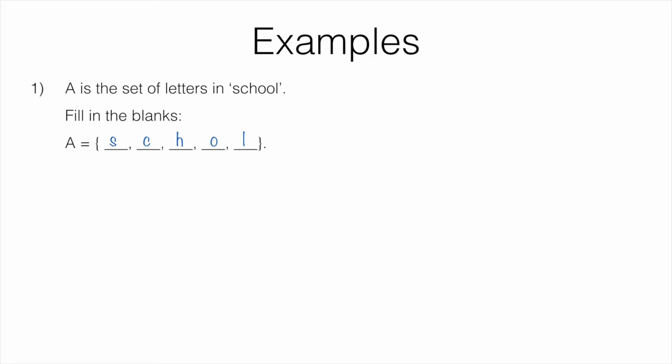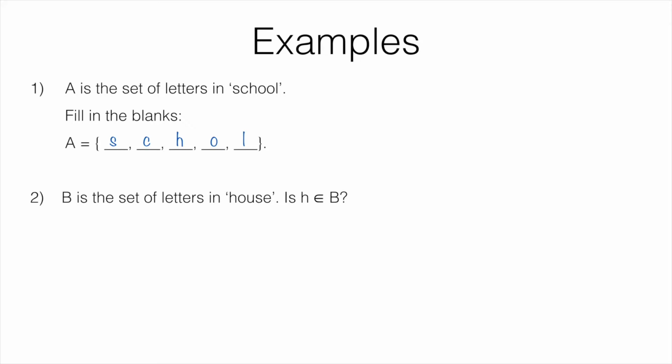You should also note, by the way, that the elements of a set are sometimes called the members of a set. So the set A here has 5 elements, or 5 members, and those members are simply S, C, H, O, and L. Another thing to note is that the order doesn't matter at all. You could have written these same 5 letters in any order, and you'd still get this question correct. Let's move on to question 2.